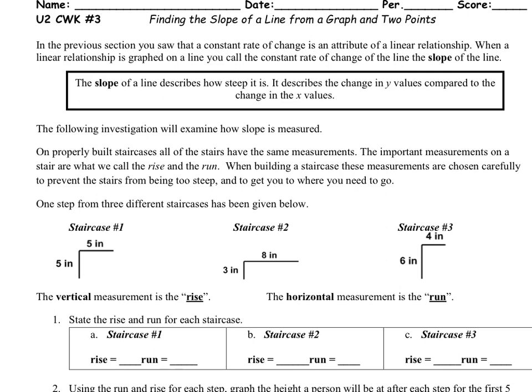So, finding the slope of a line from a graph in 2 points. This is a good lesson because it's so fun. We're going to draw some rainbows. Anyways, slope is a huge deal. If you struggle to understand slope, then your grade will be very sloppy.